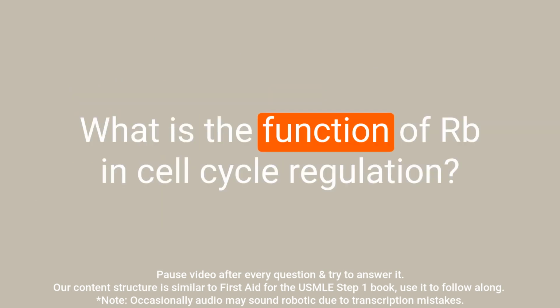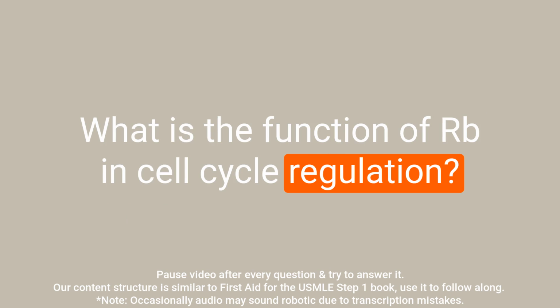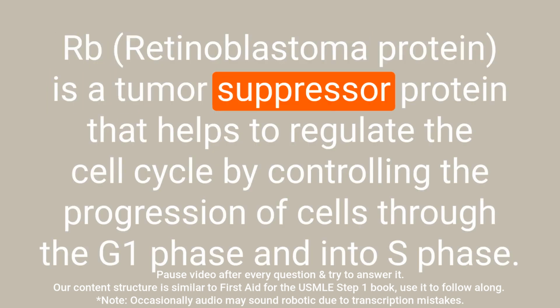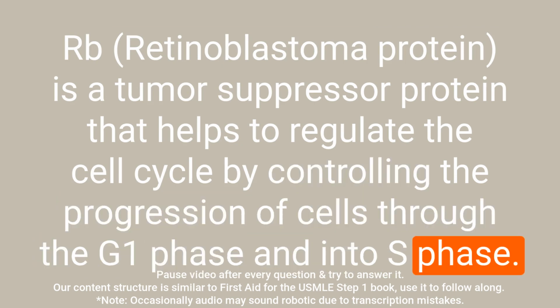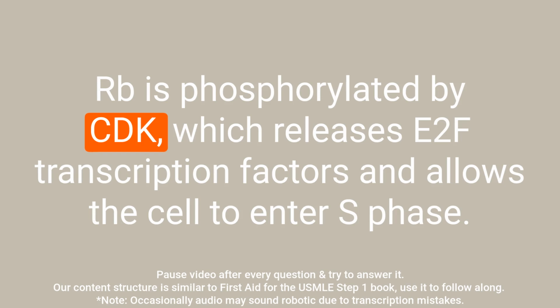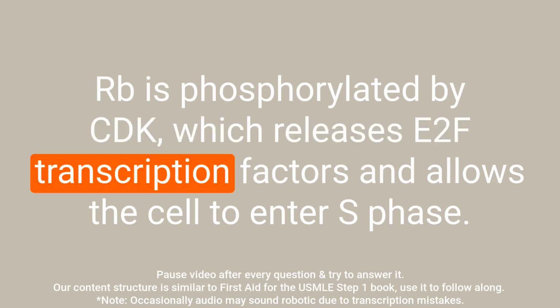Question: What is the function of Rb in cell cycle regulation? Answer: Rb is a tumor suppressor protein that helps to regulate the cell cycle by controlling the progression of cells through the G1 phase and into S phase. Rb is phosphorylated by CDK, which releases E2F transcription factors and allows the cell to enter S phase.